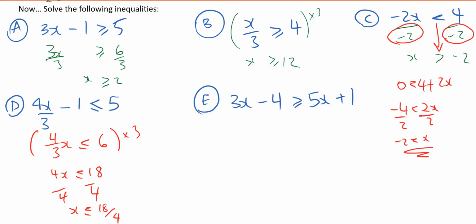And the last one, which side are we going to move our x's to? The right, because you don't want your negative x's. So, subtract 3x from both sides, leaves me with 2x. Subtract 1 from both sides, leaves me with negative 5. I keep that same symbol. Now I divide both sides by 2, and I'm left with negative 5 over 2 is x. There's my answer.